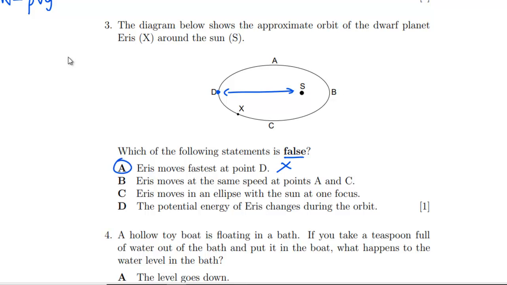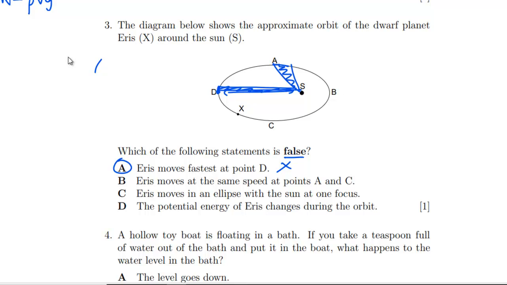We could also think of this with Kepler's second law, which is about sweeping out equal areas. If it's further away, it needs to be moving a shorter distance to sweep out the same area, if you compare it to there. So it has to move further here than it does at D. So there are different ways of thinking about that one.